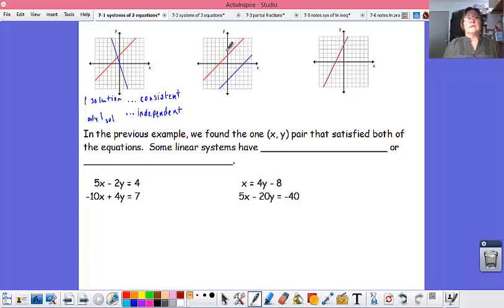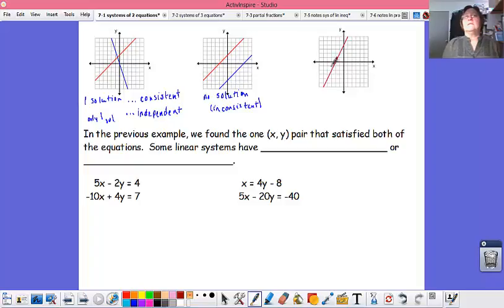The second set of lines here, the parallel lines, well, these are never going to meet. There's never going to be a solution to this. So this is no solution, or zero solutions, if you will. That means that it is inconsistent. There is no solution. And since there is no solution, talking about dependence or independence doesn't make sense.